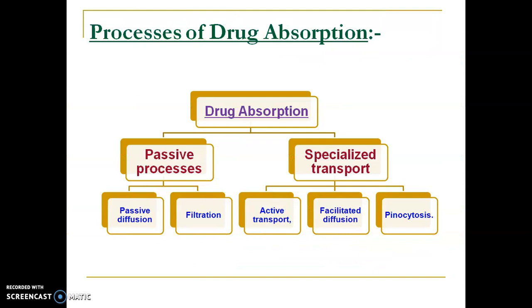Next are the various processes of drug absorption. The drug is absorbed by two basic mechanisms. One is the passive process and the second is specialized transport. In the passive process, there is no active involvement of the cell membrane and it does not require energy. Specialized transport, also called carrier mediated transport, requires energy. Passive process is divided into passive diffusion and filtration. Specialized transport is divided into active transport, facilitated diffusion and pinocytosis.